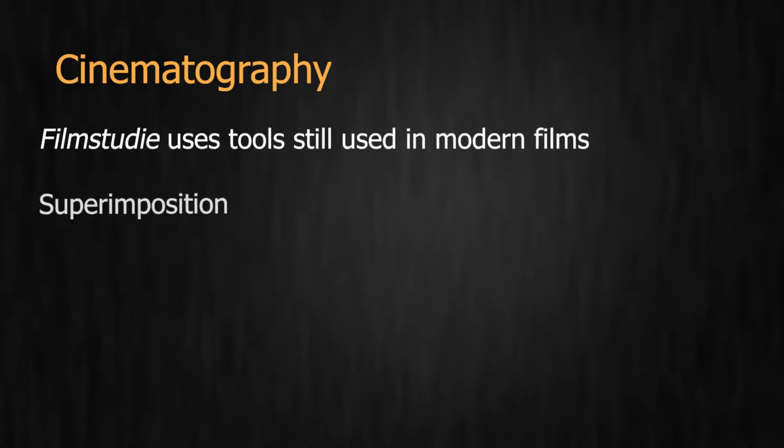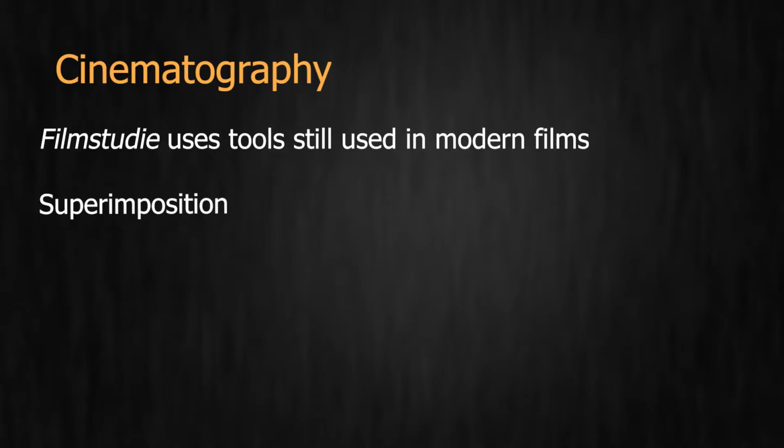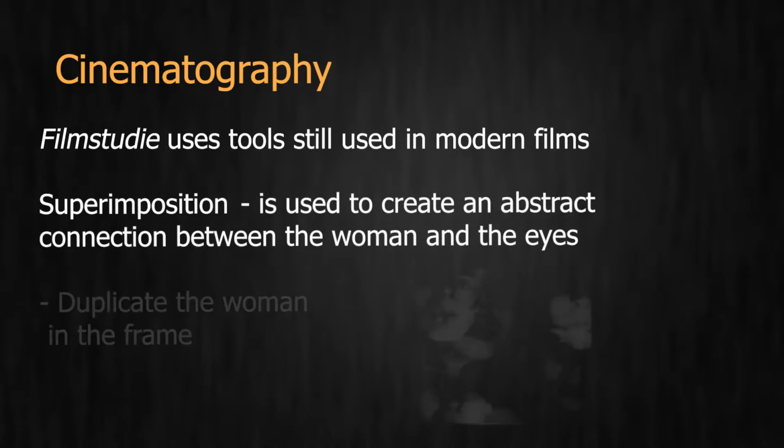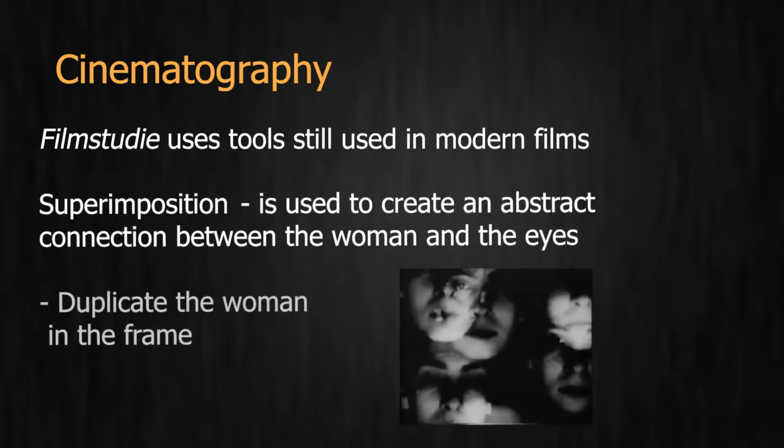Next, cinematography. While Filmstudie is an early experimental film, it uses a lot of cinematography tools that are still used in film today. One of the most prominent techniques used is superimposition. Superimposition happens when two images are put over each other in a frame, allowing the viewer to see both things happening at once. In this film, superimposition is used to create an abstract connection between the woman and the eyeballs, and also to create the illusion that there's more than one woman.